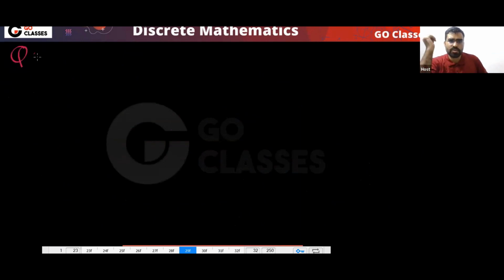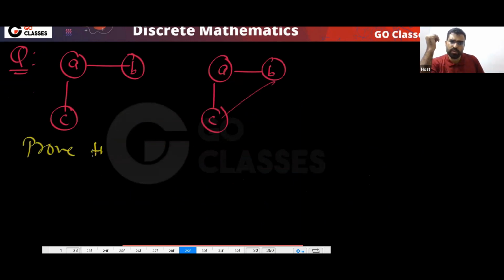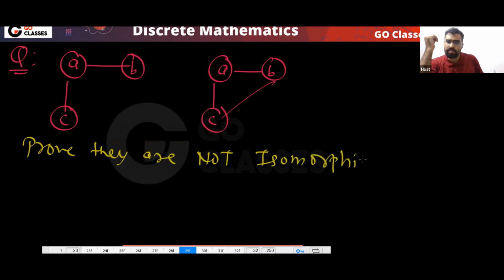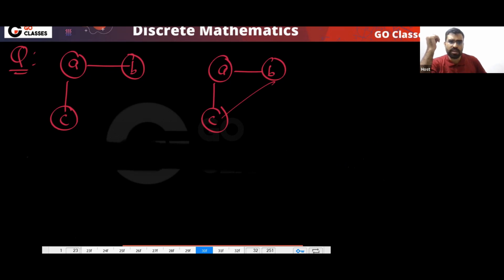Now let's see another question. These two graphs, A, B, C and this graph A, B, C, are they isomorphic? Prove they are not isomorphic. How will you prove they are not isomorphic? What do you have to do if you want to prove they are not isomorphic?